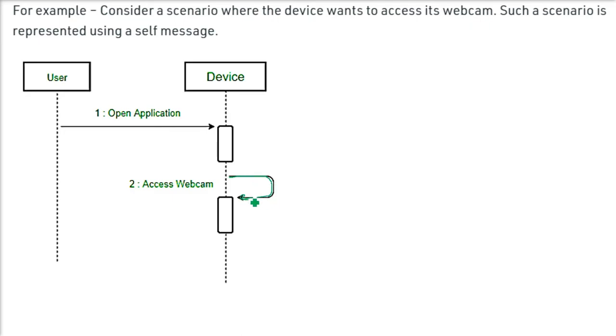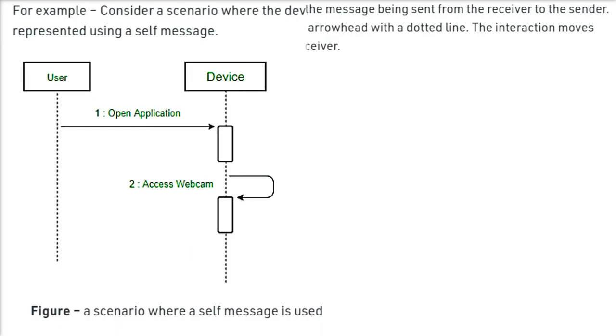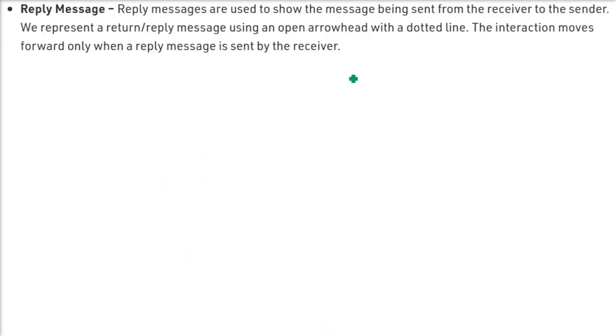Here we use the self message. You see this self message is U-shaped, on the same timeline, the same lifeline. Coming to the reply message: all the messages we have sent, we need to get some reply also. Sometimes we want it, sometimes we don't. Asynchronous, synchronous: some messages wait for the reply, some don't. But there will be a reply.